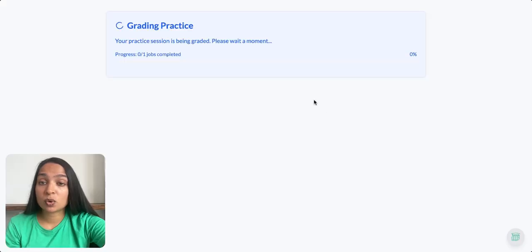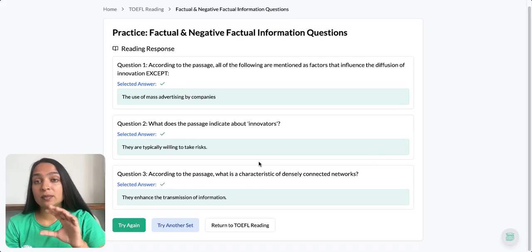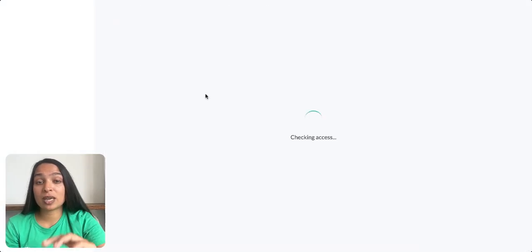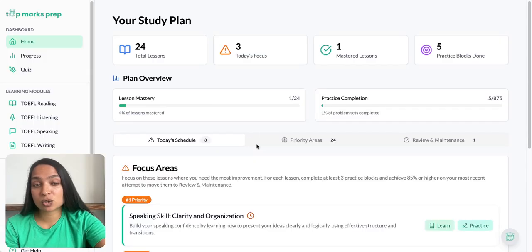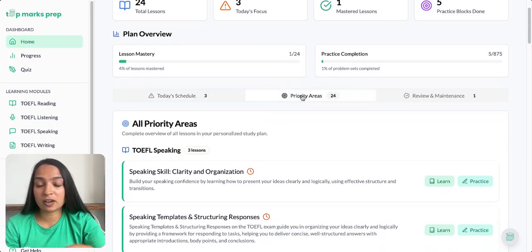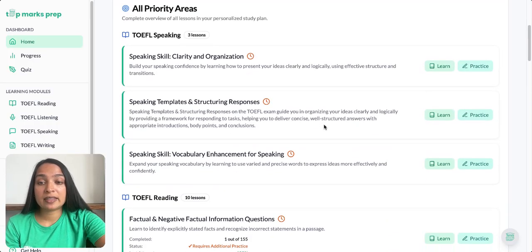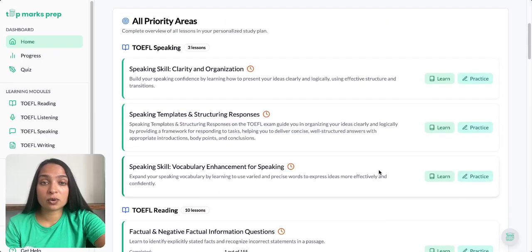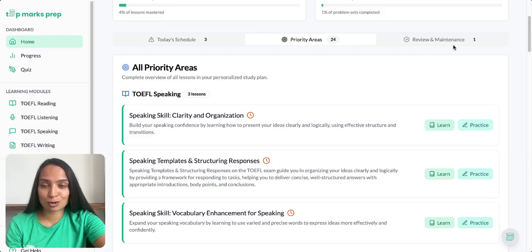Great. So we finished one practice set. To move this out of your study plan, you will have to do at least 3 practice sets and score at least above 85% on all 3. And then it will move out of your priority areas section and into your review and maintenance.